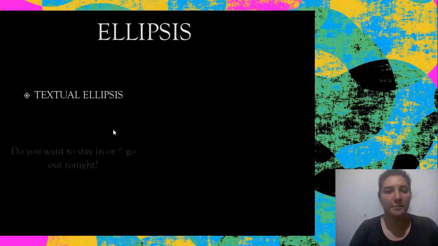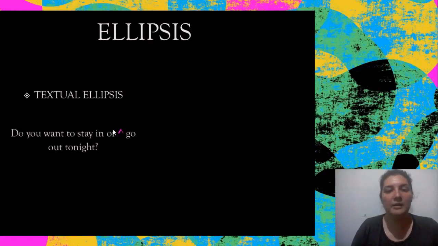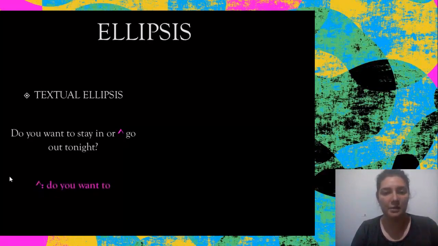For example, do you want to stay in or go out tonight? Here we have a mark that shows us where ellipsis occurred, and this is the structure or the elements that were omitted within this clause: do you want to? In this example, we can see that the omitted elements are close or they can be found in the nearby text.